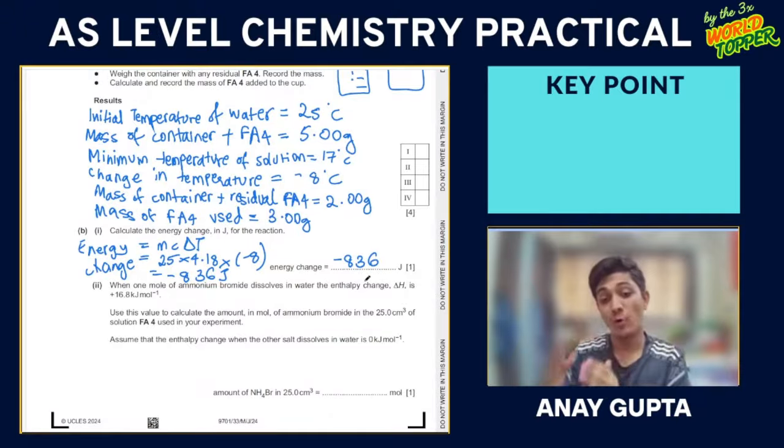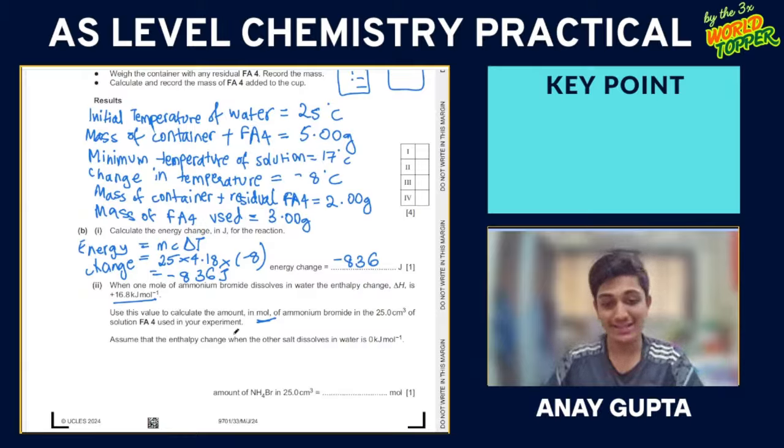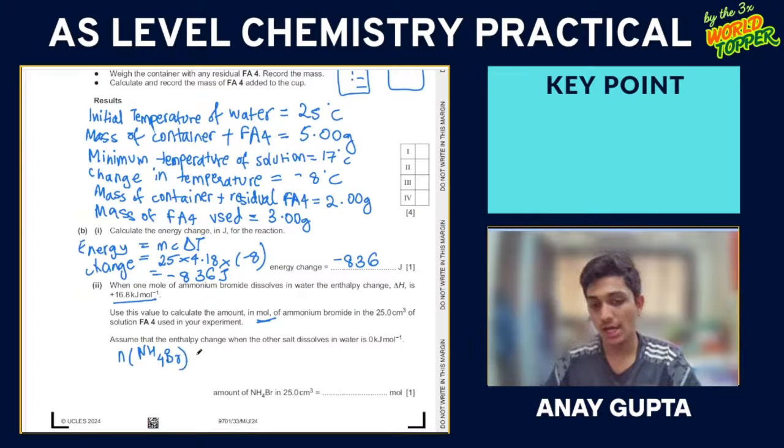When 1 mole of ammonium bromide dissolves in water, the enthalpy change delta H is 16.8 kilojoules per mole. Use this value to calculate the amount of ammonium bromide in the 25 centimeter cube of solution FA4 used in your experiment. Okay, so they are just asking us moles of ammonium bromide. Okay, so we have the delta H, the enthalpy change, and we have the energy change in joules. So we can say that the amount, or n of NH4Br, is going to be joules upon kilojoules per mole, right? So I say negative 836. I can just take that as a positive value here.